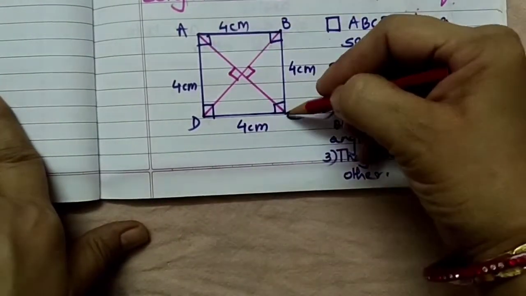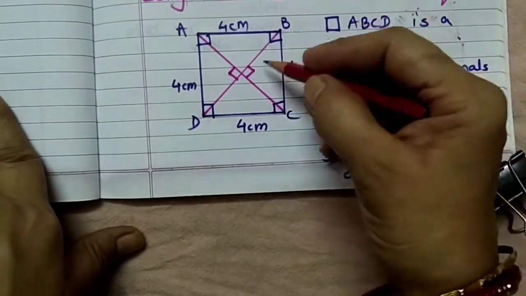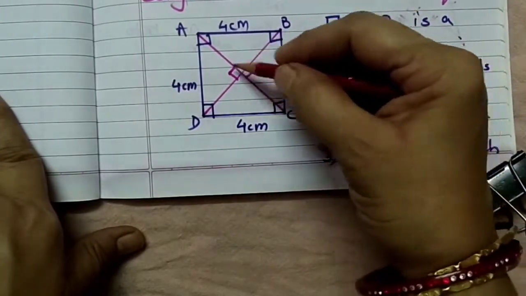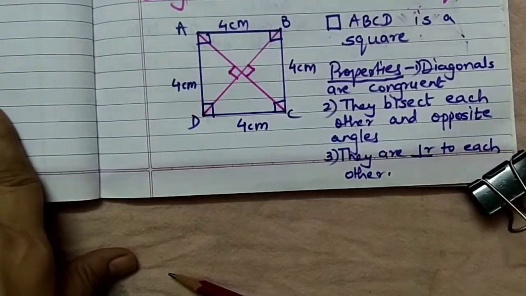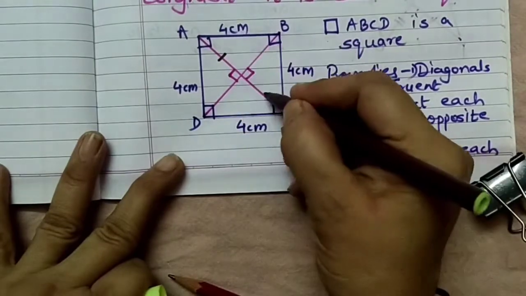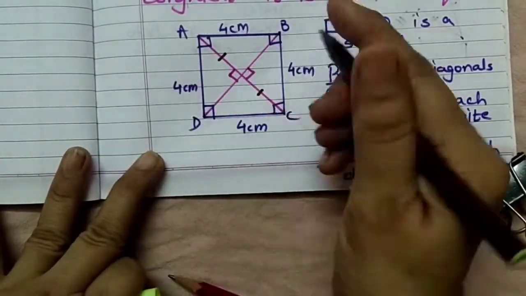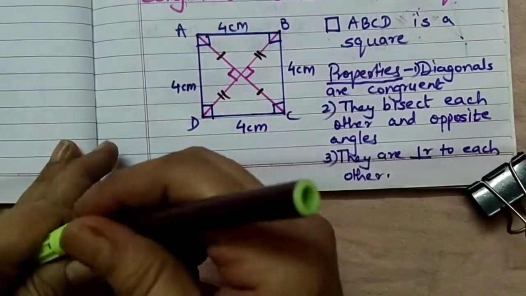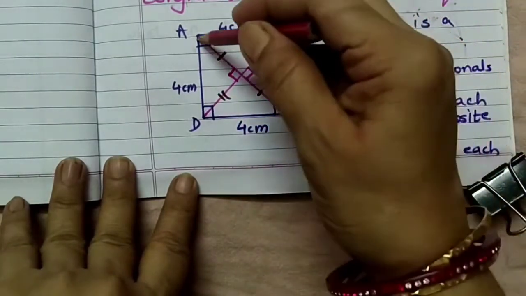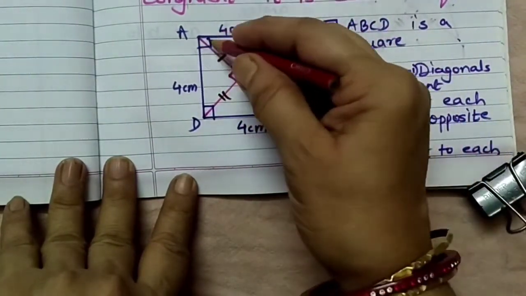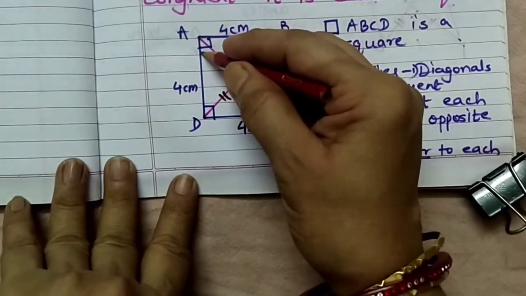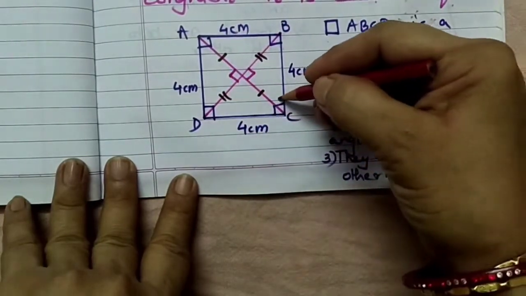So this diagonal AC divides this diagonal DB into 2 parts. Both the parts are equal. Same way this also. Both the diagonals divide each other into equal parts. So we can mark it this way. I can mark that this and this are equal because they bisect. Same way this part and this part are also equal. They also bisect the opposite angles. So this diagonal bisects this angle as well as this angle into equal parts. When this angle is 90, when I draw the diagonal, each angle will be 45, 45. Same way here also 45, 45, this also.